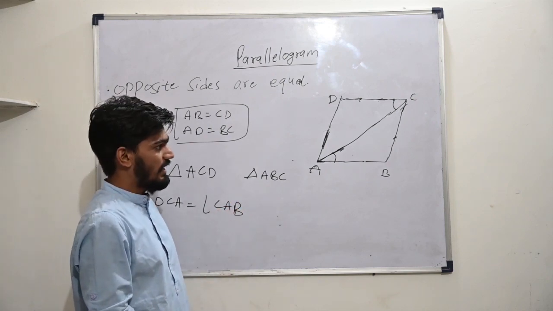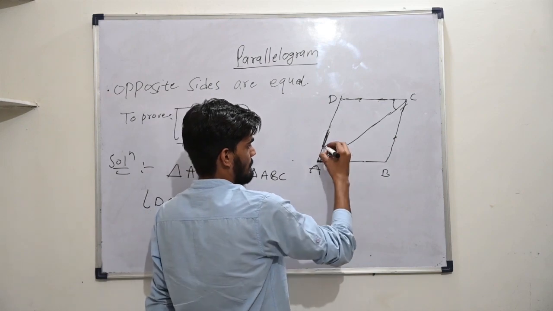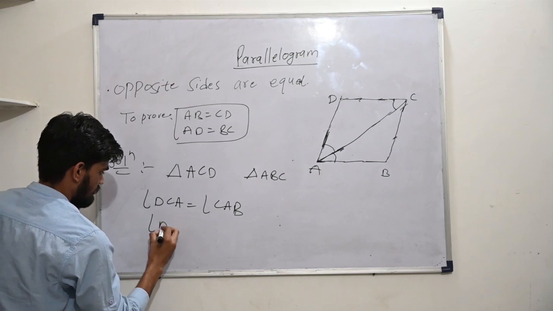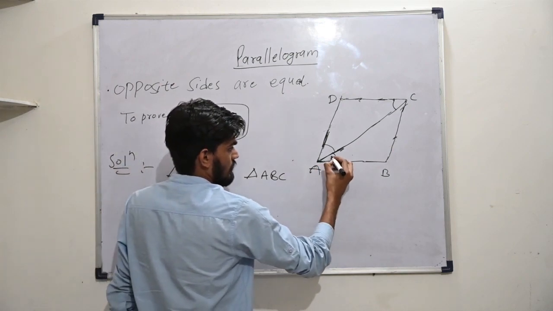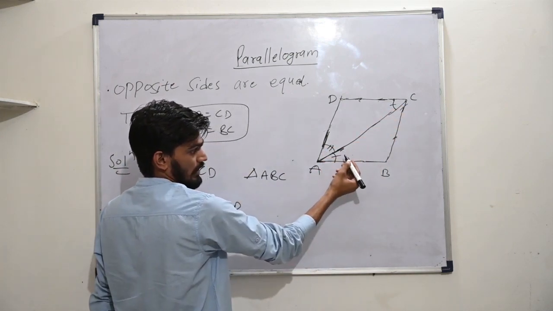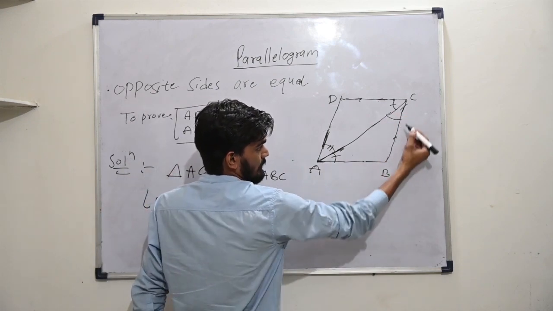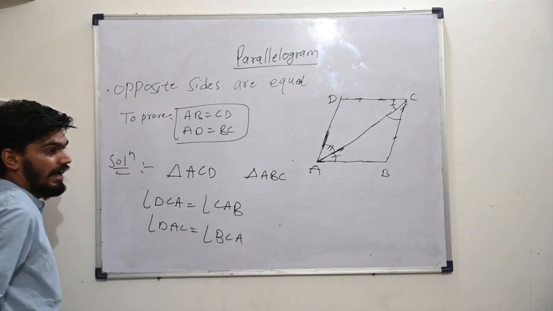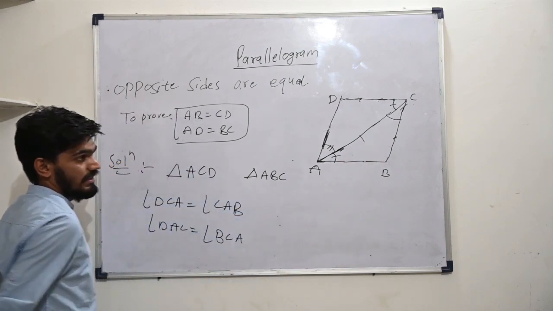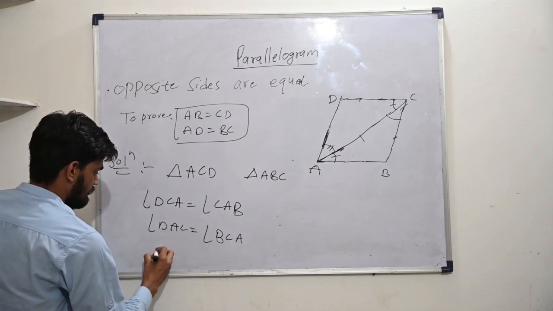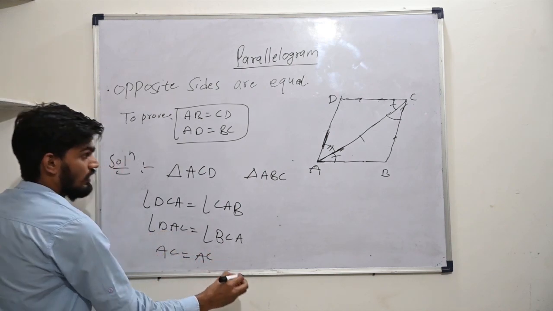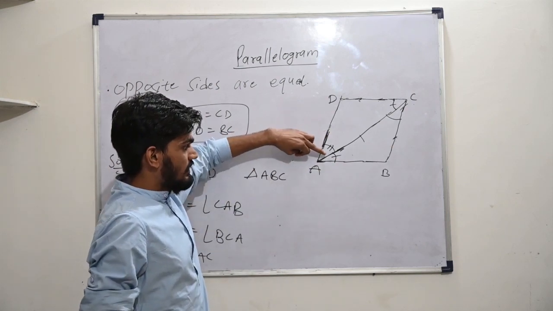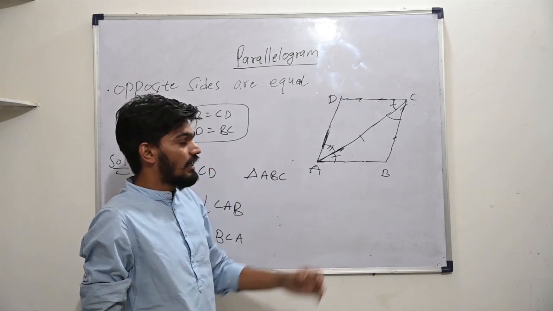Okay, as well as the same way, this angle DAC will be equal to angle BCA, and side AC is common. So we have angle, side, angle.